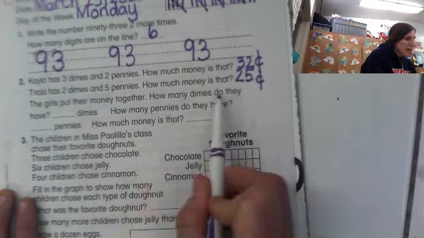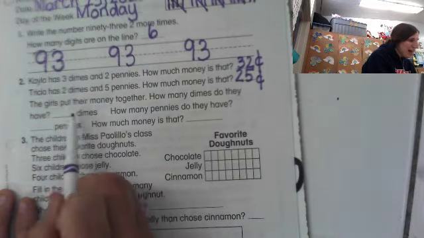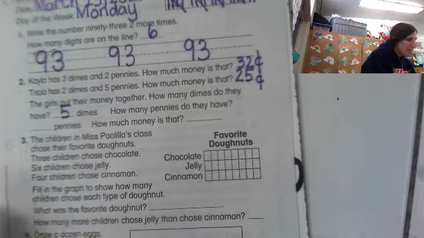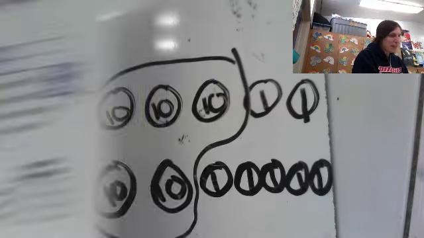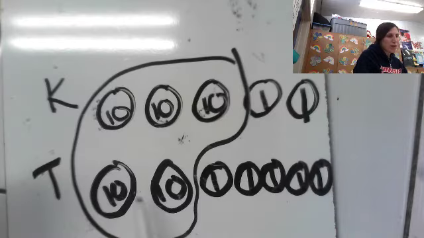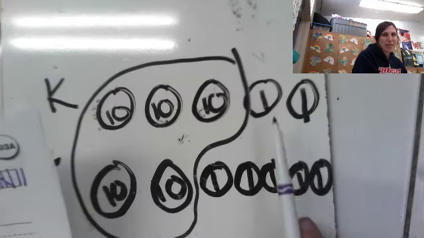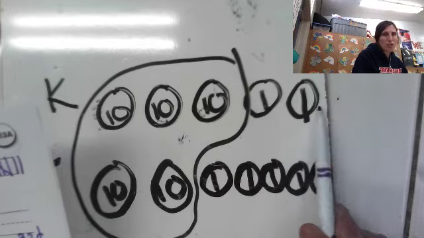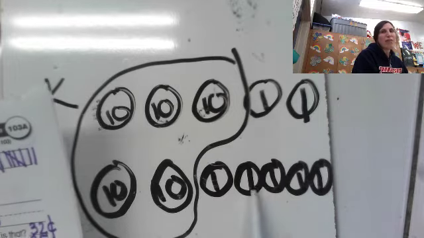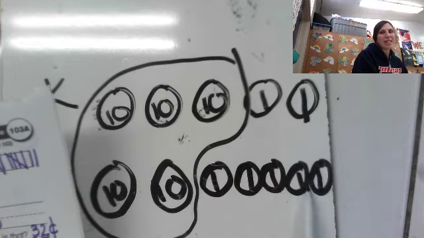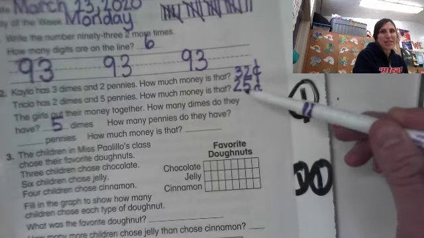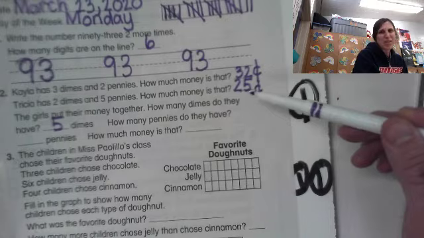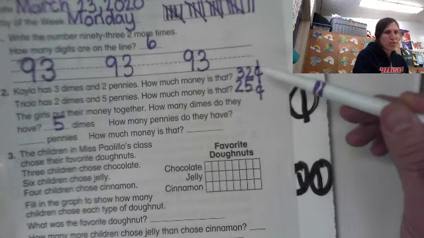How many dimes do they have? They have 5 dimes. Well, how many pennies did they have? They had 1, 2, 3, 4, 5 dimes. How many pennies? 1, 2, 3, 4, 5, 6, 7. 2 plus 5. I like to start with a bigger number. 5 plus 2 equals 7.